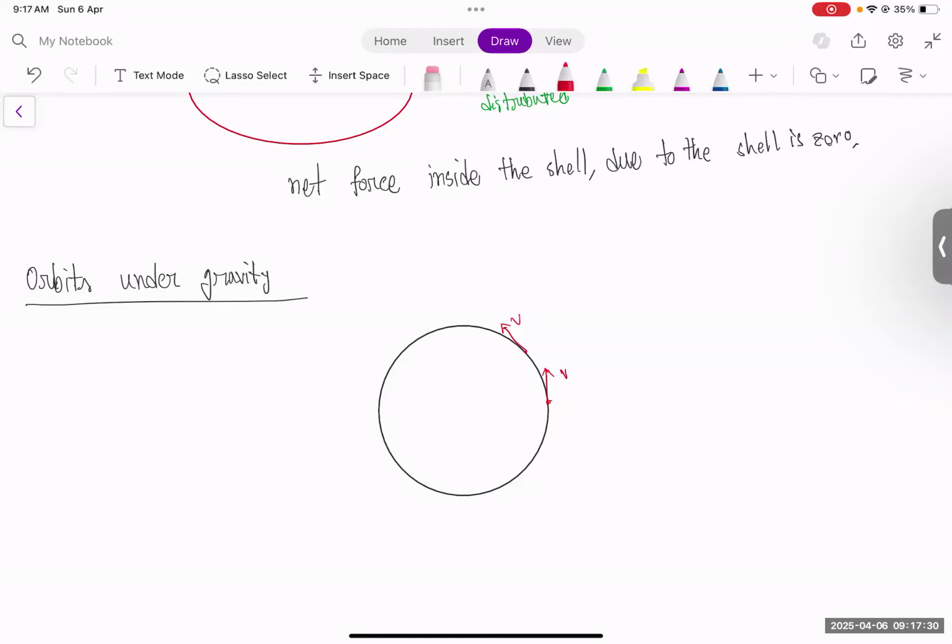That means there needs to be a force on this object. There needs to be acceleration. Where will acceleration come from? Acceleration will come from force. So there must be a force on this object. That force is called the centripetal force, which is directed towards the center, and its value is mv squared over r, where r is the radius of the trajectory.